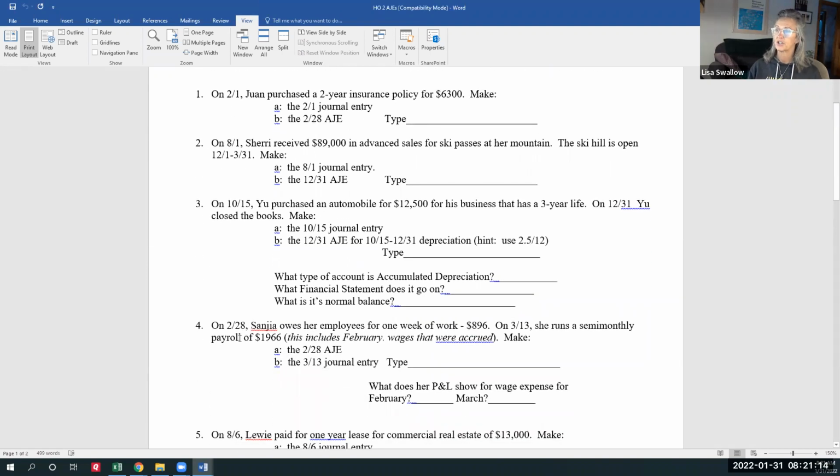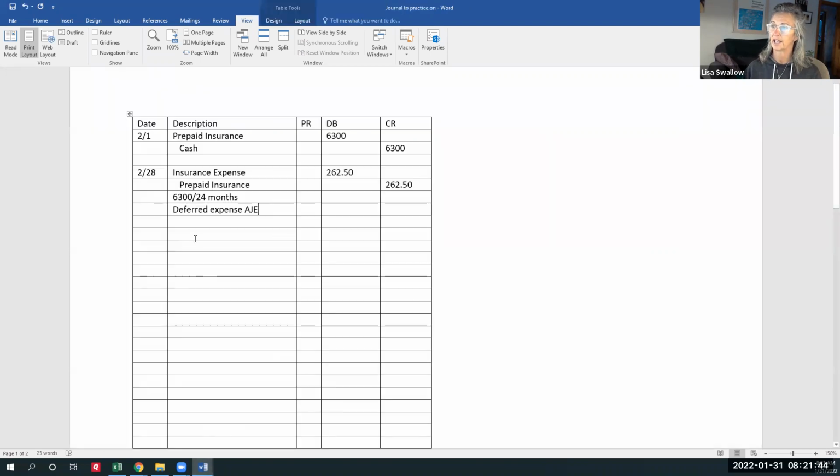On August 1st, Sherry received $89,000 in advanced sales for ski passes at her mountain. The ski hill is open December 1st through March 31st. So I want you to make the August 1st journal entry when she gets the cash. And then at the end of December, when the ski hill has been open 1 month, make the AJE, and then tell me what type of journal entry it is. So turn off the tape and I'll meet you back.